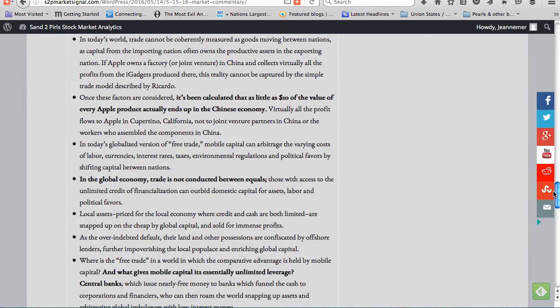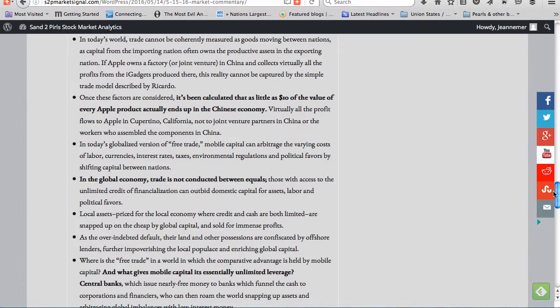In today's globalized version of "free trade," mobile capital can arbitrage the varying costs of labor, currencies, interest rates, taxes, environmental regulations, and political favors by shifting capital between nations. In the global economy, trade is not conducted between equals. Those with access to the unlimited credit of financialization can outbid domestic capital for assets, labor, and political favors.